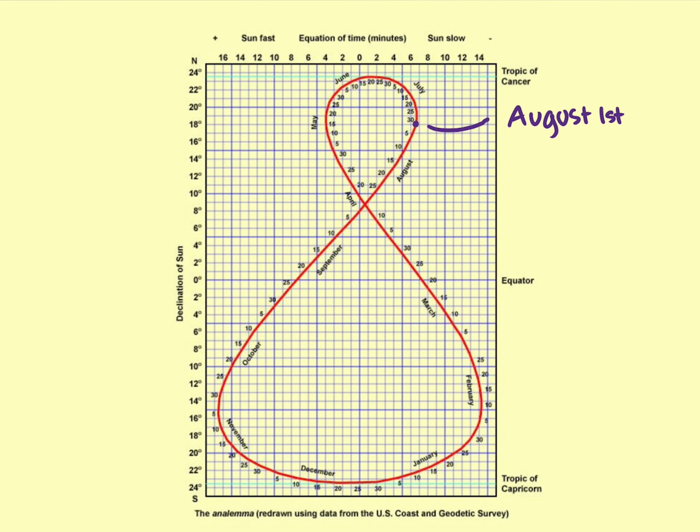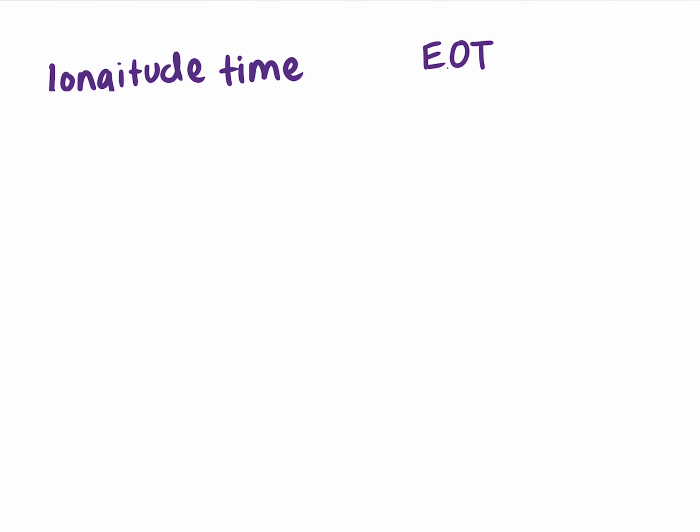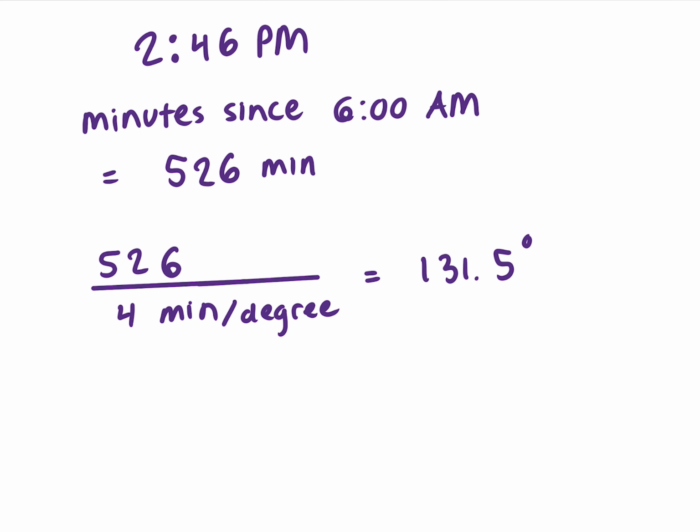for our longitude time. Now, in order to find the equation of time, we go to the Analemma and we find the date August 1st, and that corresponds to a value of about 6.5 minutes behind. So we have to subtract 6.5 minutes and we end up with 2:45 or 0.5, which I'll just round up to 2:46 p.m. And finally, we know that the real solar time is 2:46 p.m., so we can use that to find an accurate time angle. So 2:46 p.m. is 526 minutes from 6 a.m., and 526 divided by 4 is equal to 131.5.